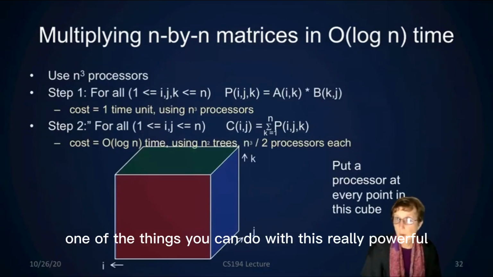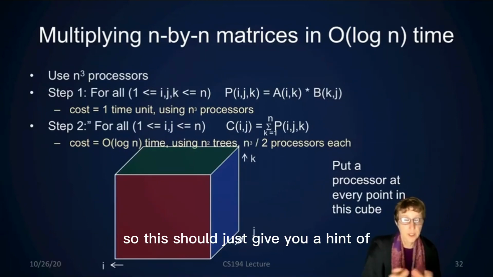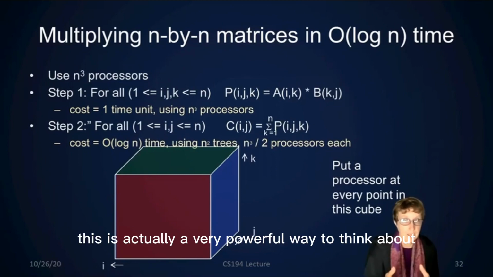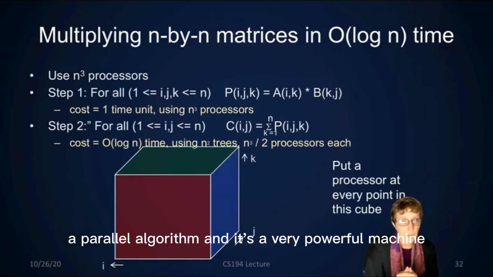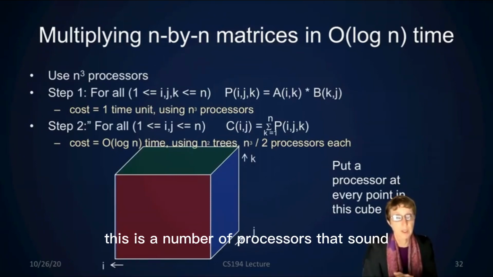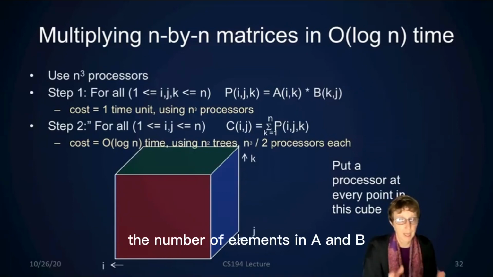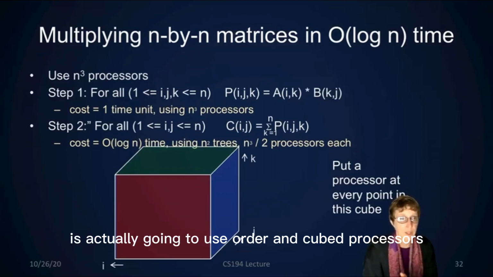So now, one of the things you can do with this really powerful idealized machine is multiply n by n matrices in log n time. So this should just give you a hint of, wow, this is actually a very powerful way to think about a parallel algorithm, and it's a very powerful machine if I've got an unbounded number of processors. So this is a number of processors that's now actually larger than the input matrices. The number of elements in A and B is actually going to use order n cubed processors.